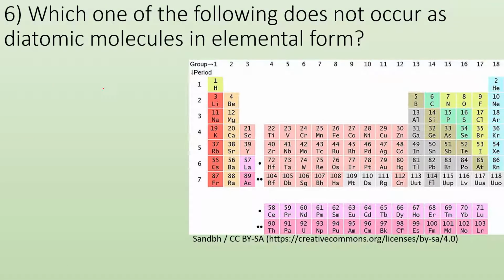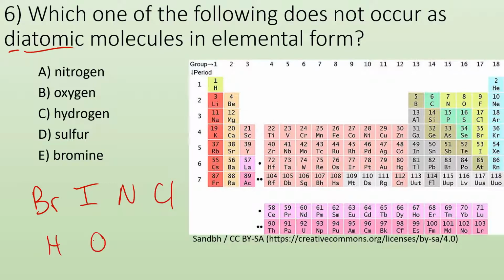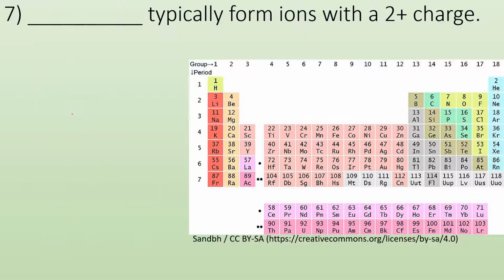6. Which of the following does not occur as diatomic molecules in its elemental form? So remember, diatomic means 2 atoms, and they are the Brinkelhoffs. Br, I, N, Cl, H, O, and F. Which means bromine's never just going to be bromine. It's going to be Br2. Iodine, I2. All of these are going to show up with pairs. They ain't going to ride solo, you know? So which one of these does not occur? Well, which one of those isn't a Brinkelhoff? Sulfur.